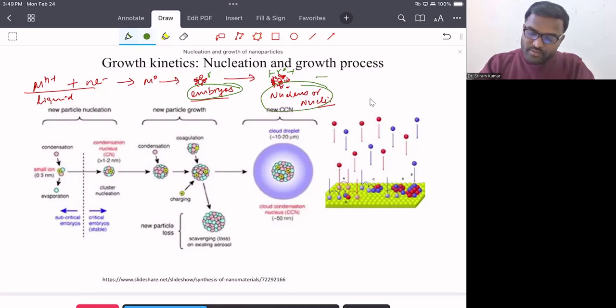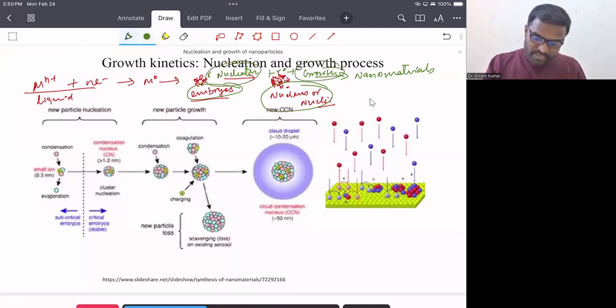And further, from the nucleus, the growth process happens, and we get the nanomaterials. From here, we get the growth process, right? And this is called the end of the nucleation process. So we need to understand this nucleation process and this growth process.